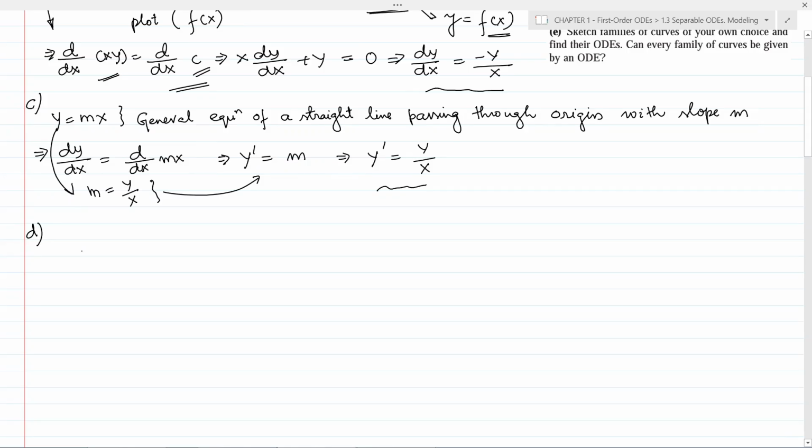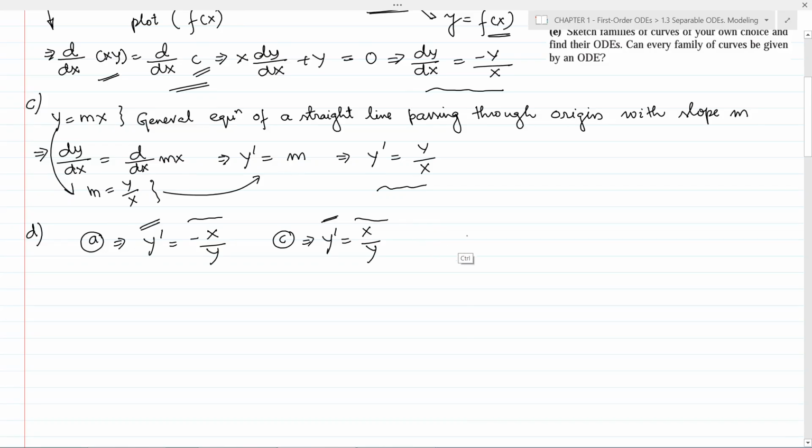First, we will write those two ODEs. From question A, the ODE is y dash equal to minus x by y, and from question C, the ODE is y dash equal to y by x. These ODEs basically give the value of slope at various points x and y, because the left hand side term is y dash, and y dash is slope. So, the right hand side actually gives the value of the slope of the tangent of that curve at any point x and y.